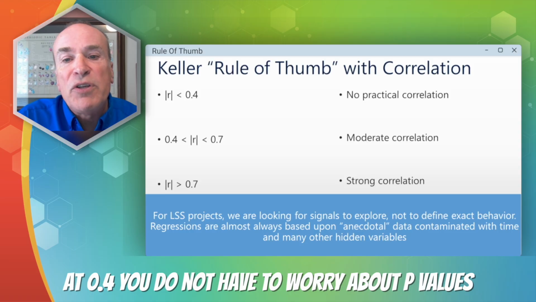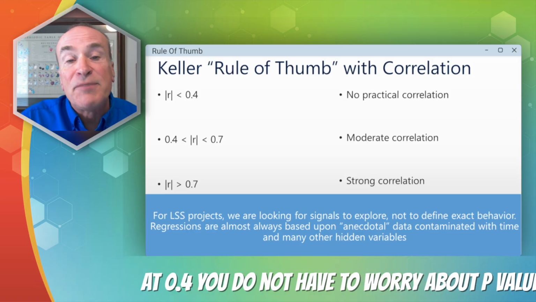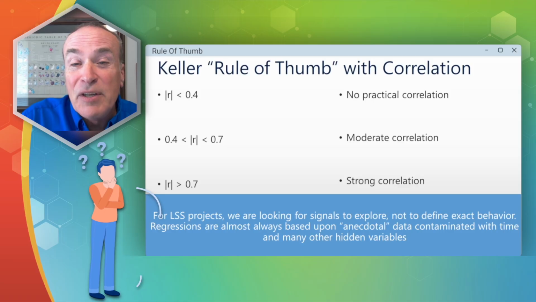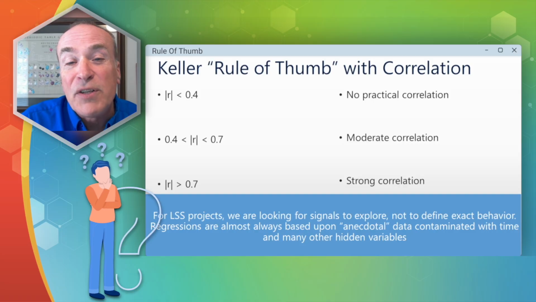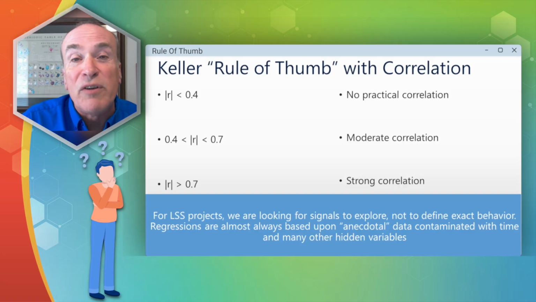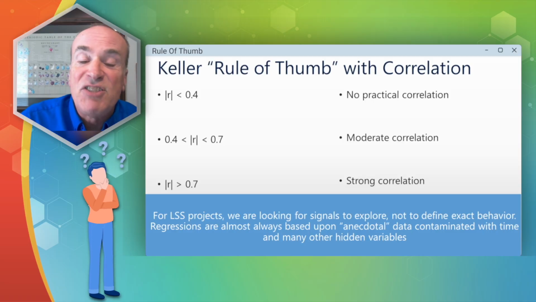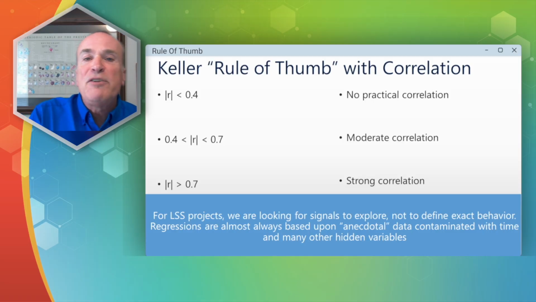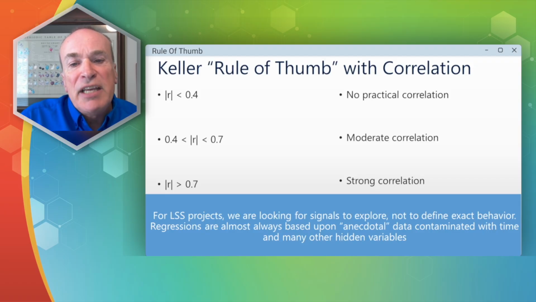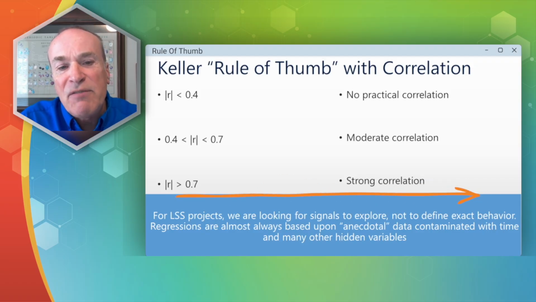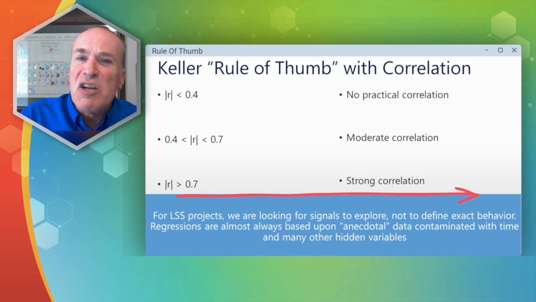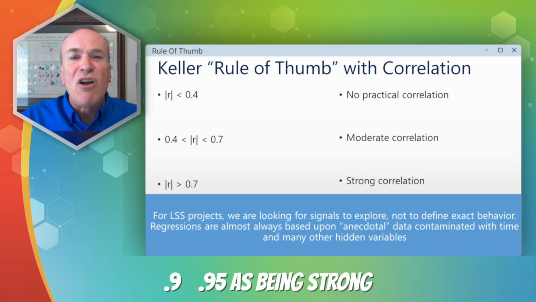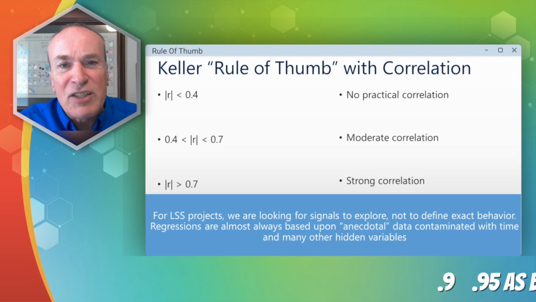At 0.4, you do not have to worry about p-values. I suppose it's possible, but I've not seen a p-value not significant when the correlation coefficient in absolute value is greater than 0.4. Doesn't mean it couldn't happen, just have never seen it. What bothers most people about this table is the value of 0.7 representing the start of strong. They have learned 0.9, 0.95 as being strong. 0.7 breaks their paradigm. What does that look like? Well, let's look.